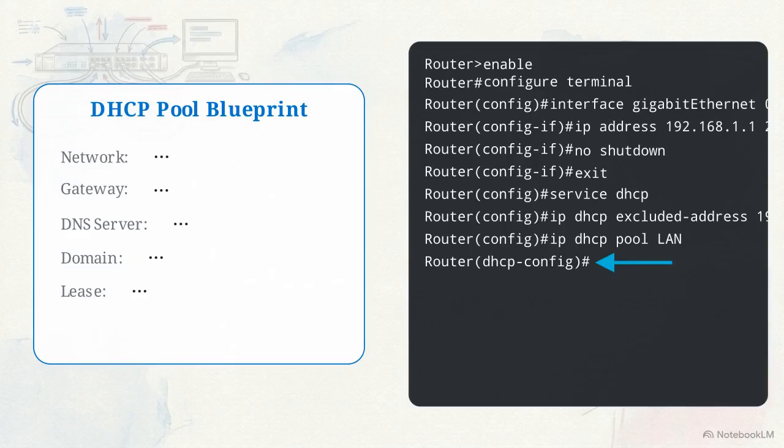Now we build the pool itself. Type ip dhcp pool LAN. Verify you are in the correct submode by checking the terminal prompt. The arrow here shows it has updated to DHCP config.